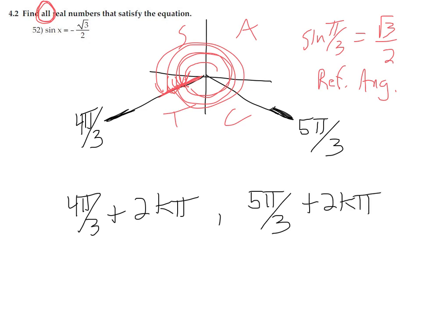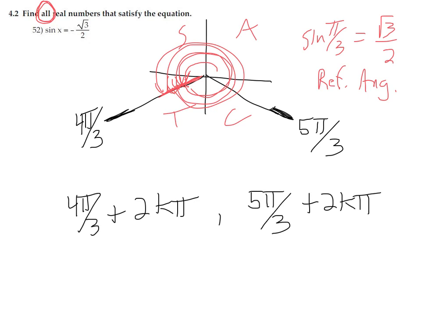What 2k pi does is it adds so many times around the circle as whatever k is. K is an integer, so 1, 2, 3, 4, 5, negative 1, negative 2, negative 3, 0, any integer for k. So if k equals 0, this is gone, and we just get the 5 pi thirds. If k equals 1, we get 5 pi thirds plus 2 pi. We add one full circle around, we're back to another solution.